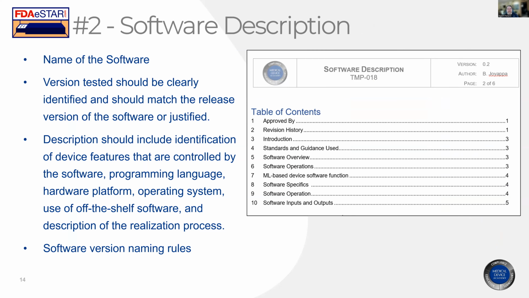Now we get into creating the individual documents on that previous slide. So the software description, we have a template for that. Template 018. I've listed on the side some bullet points of what's included in that, and we have the table of contents for your software description. You could put more or less details. So you might have machine learning in your device, so number 7 would be applicable. If you don't have any machine learning, you don't have AI software, then you delete that item. You don't have to have that in there if you don't have AI software.